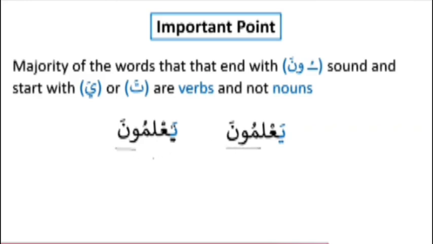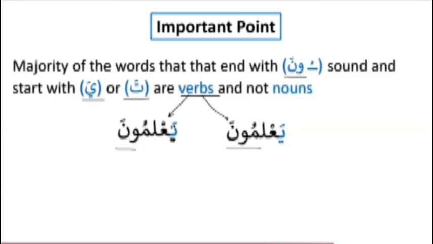So both of them end with the una sound. Similarly, we have muslimuna, we have kafiruna, we have ya'lamuna, we have ta'lamuna. So how do we know the difference? Let me tell you, the difference is very clear. The majority of the words that end with una sound and start with ya or ta, they are verbs and not nouns.